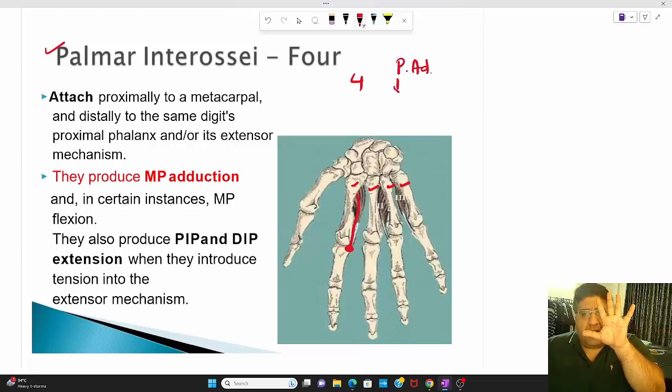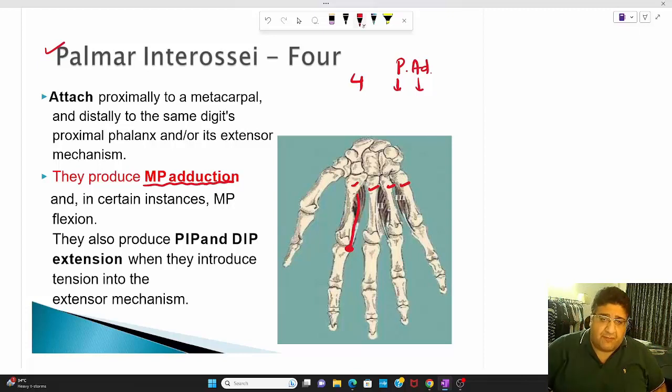So palmar interossei basically lead to adduction of the fingers. They lead to adduction at the MP joints. And of course, they can do the same function as what a lumbrical does. Because of their extension into the extensor apparatus, they can lead to extension at PIP and DIP along with flexion at MP. That is obvious. So they are coming from the metacarpal, getting into the extensor apparatus at the proximal phalanx, and this is what they do.